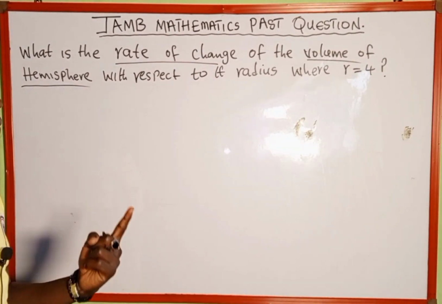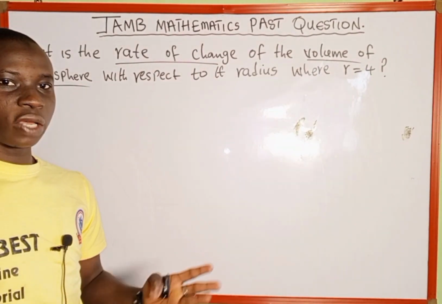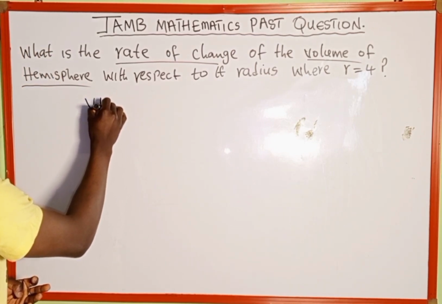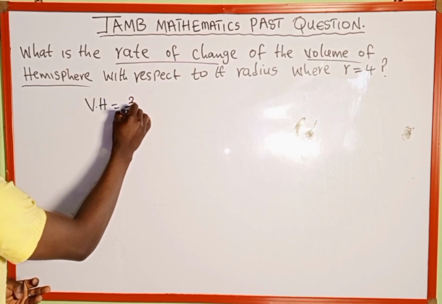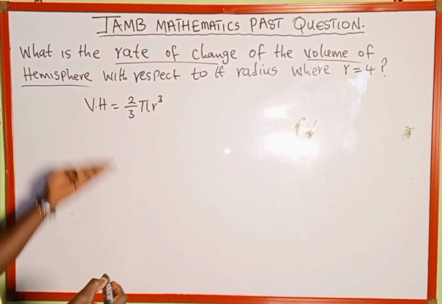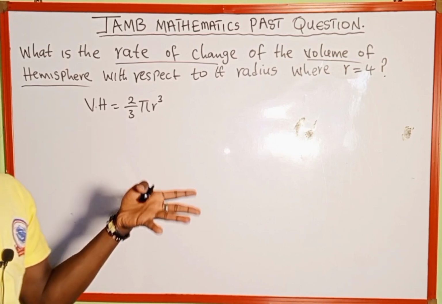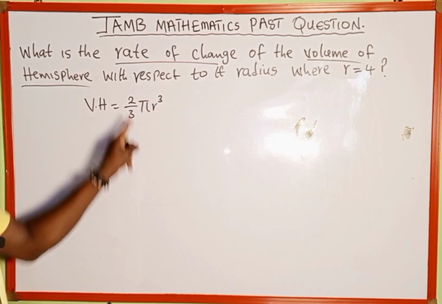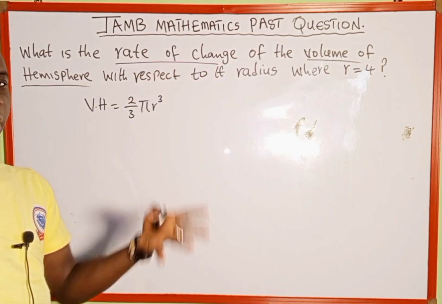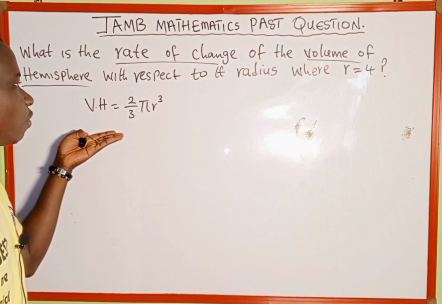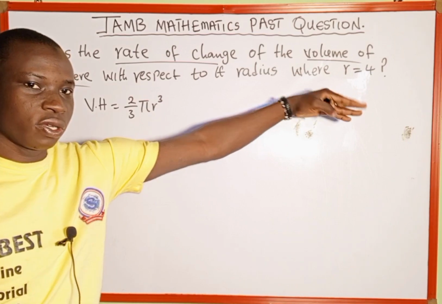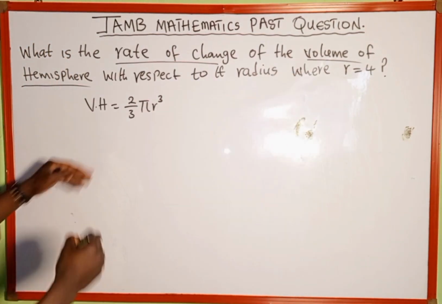The first thing we're going to do is to record the formula used to calculate the volume of a hemisphere. And the formula is: volume of hemisphere is equal to 2 over 3 pi r cubed, r raised to the power of 3. So this is the formula to calculate the volume of the hemisphere. But in respect to this question, rate of change, when you hear rate of change, it means the derivative. So we're going to differentiate this formula, then we substitute radius as 4 because the radius is given in the question as 4.